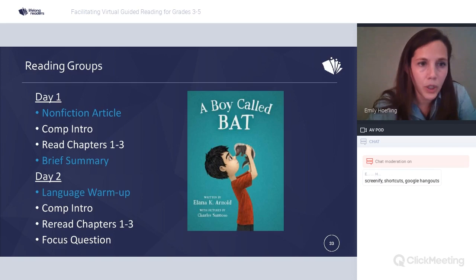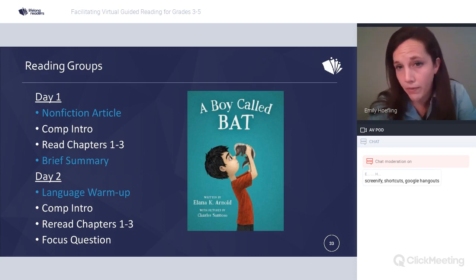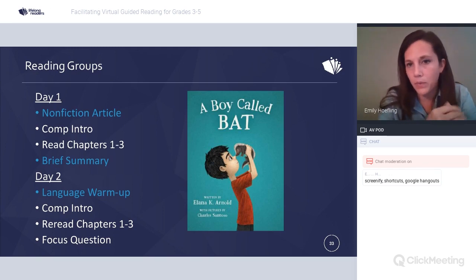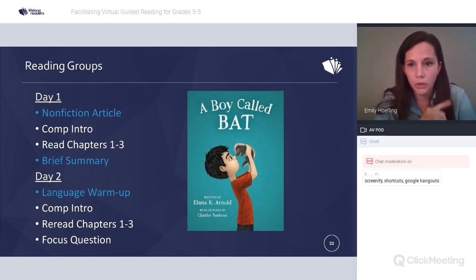Now, what are we going to see video of? We're going to see video of the nonfiction article. We are going to see the brief summary, because I want us to see how we facilitate the brief summary. It's very different than how we facilitate a group summary at the levels in and below. And then we're going to see the language warm-up, the vocab in context. The focus question here was facilitated very similarly to the focus question with Francine, so it's not really necessary to watch that. If we have time, I'll show you how I'm using more technology with this group than I was with the group before.